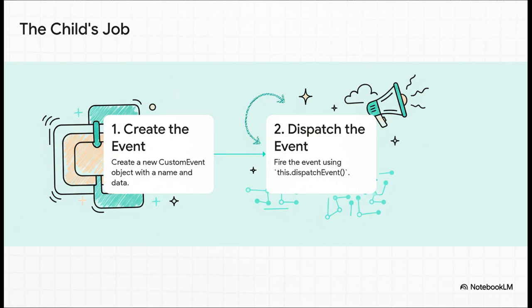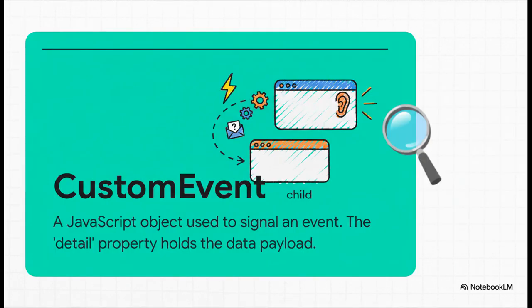Simple as that. So what exactly is this custom event we keep talking about? Well, under the hood, it's just a standard JavaScript object, nothing too scary. But the real magic, the part you absolutely need to remember, is this detail property. The detail property is your payload. It's the package that carries whatever data you want to send up to the parent. It's the whole reason we're doing this.